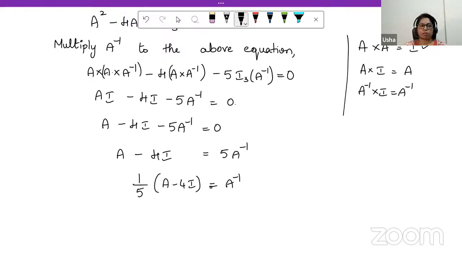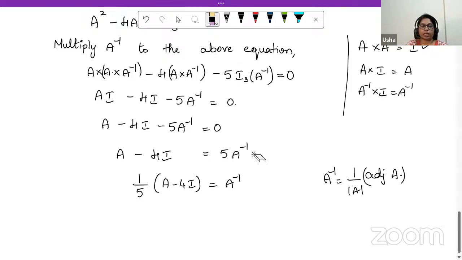See, A inverse can be asked in two ways. One is they'll give you a matrix and ask you to find A inverse. We will discuss that now. There you will have to find the minor of every element, find the cofactor matrix, then find the adjoint, and then 1 by determinant of A into adjoint of A. This is the A inverse formula. This is a straightforward method.